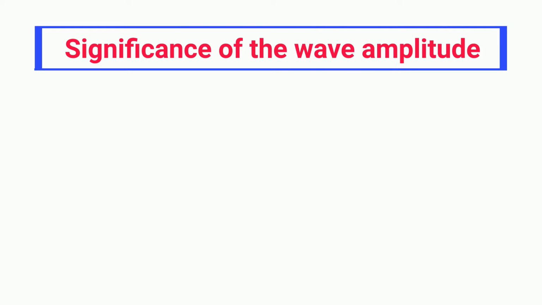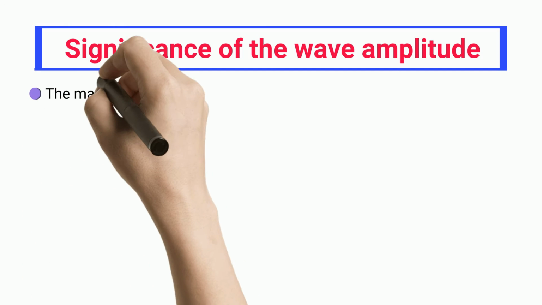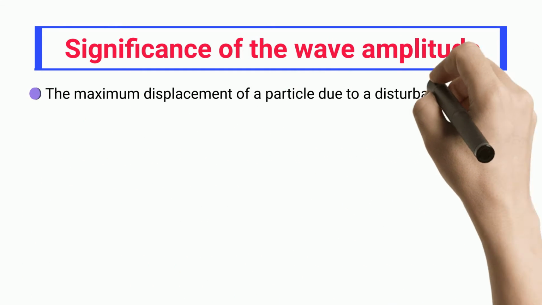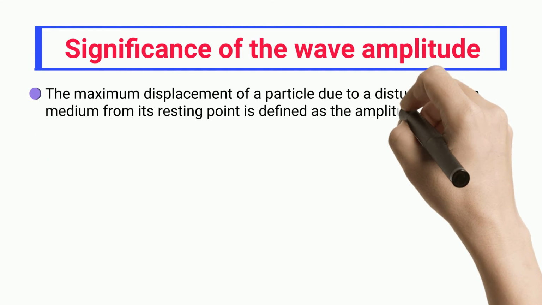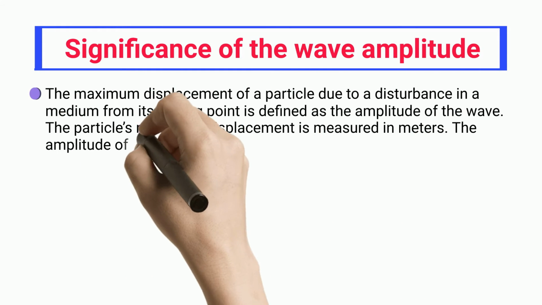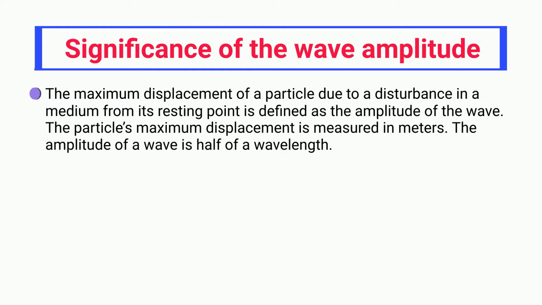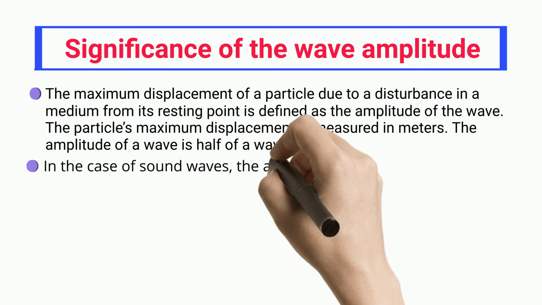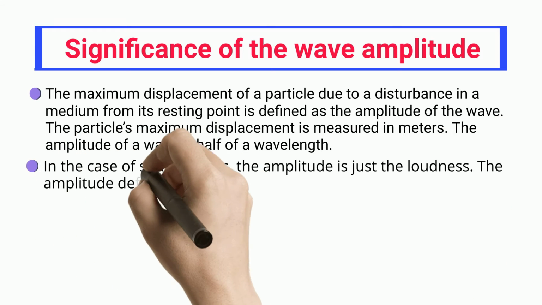Significance of the wave amplitude. The maximum displacement of a particle due to a disturbance in a medium from its resting point is defined as the amplitude of the wave. The particle's maximum displacement is measured in meters. The amplitude of a wave is half of a wavelength. In the case of sound waves, the amplitude is just the loudness.